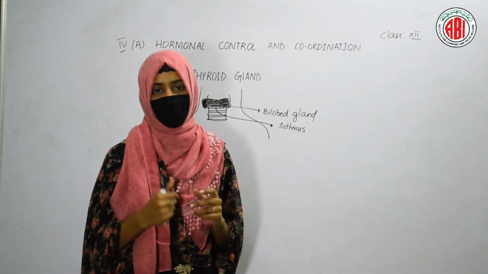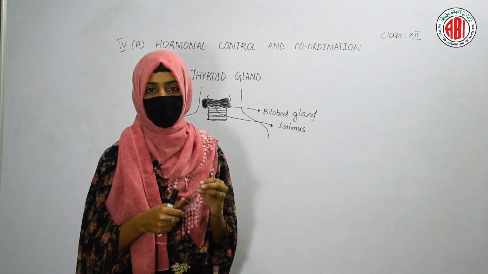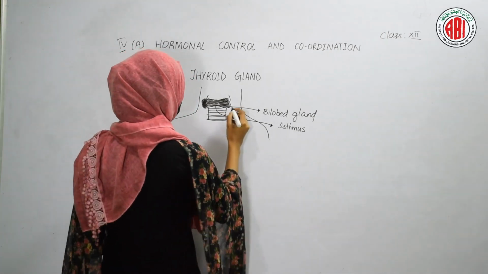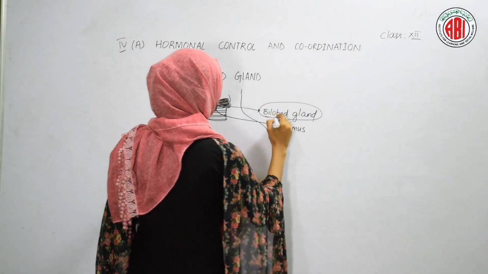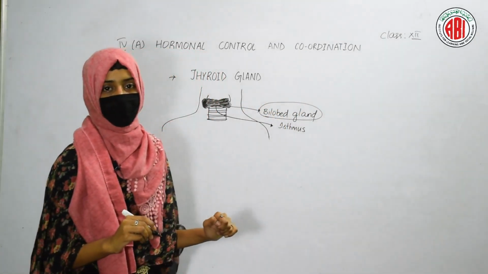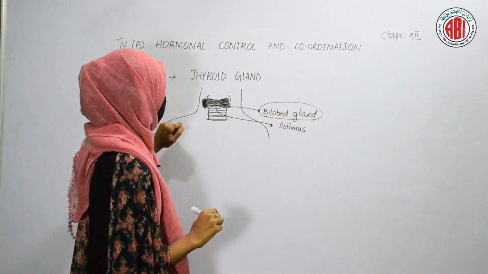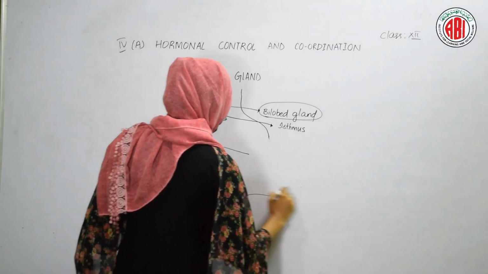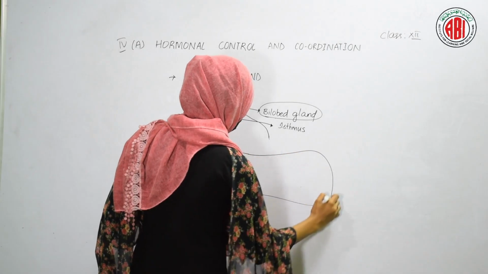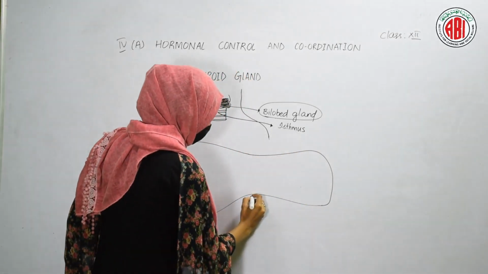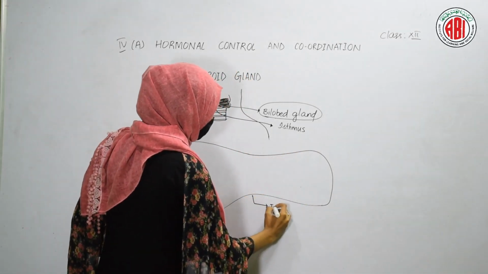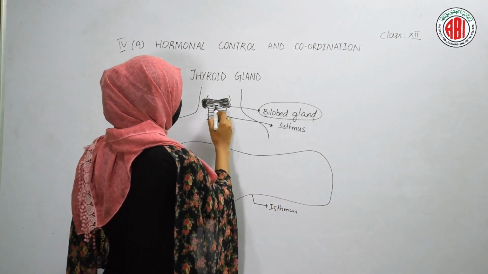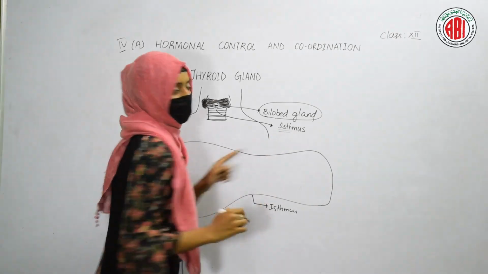The larynx is the voice box that helps to produce sounds. Just below the larynx, you will find one bilobed gland, and this bilobed gland is our thyroid gland. The thyroid gland shows one depression in the middle. This depression is called the isthmus. So the middle part of the thyroid gland is called the isthmus.